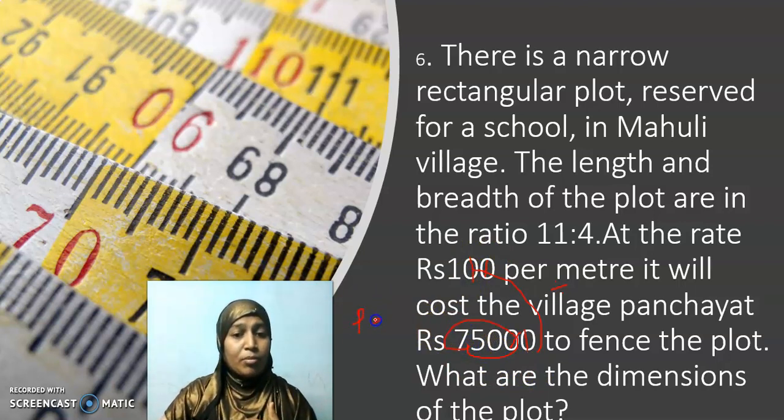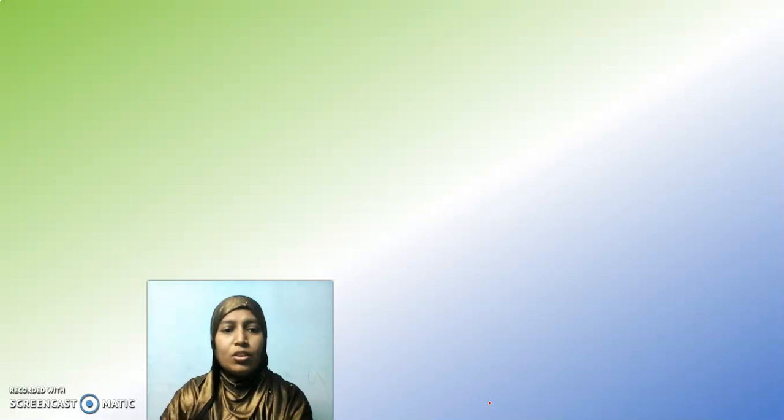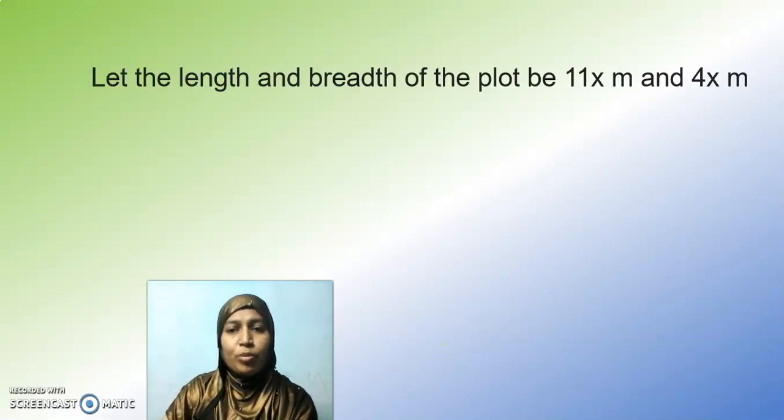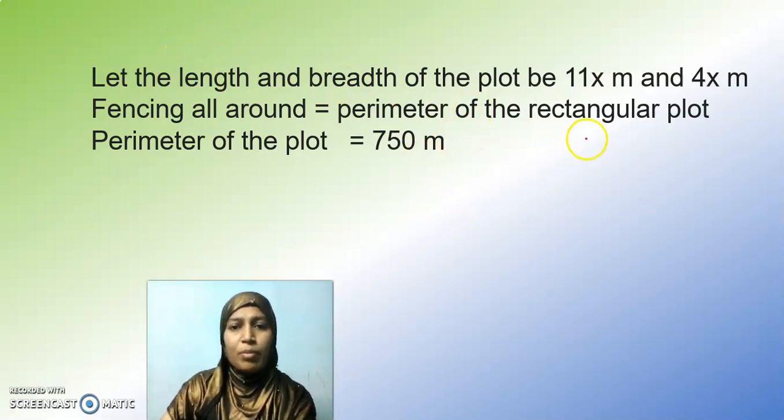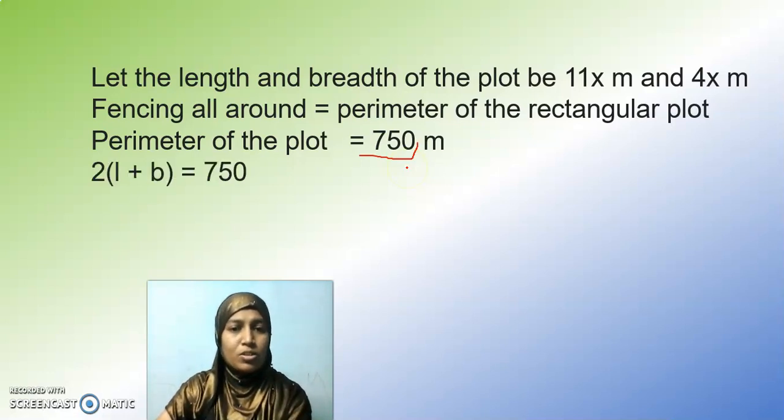See, they didn't give the perimeter directly. They have given us the total cost and the cost per meter. From these two, I have to find the perimeter. Okay, children. So, let the length and breadth of the plot be 11x and 4x meter. Well done. Fencing all around is nothing but the perimeter of rectangular plot. And just now we found the perimeter is 750. It is not directly given. It is indirectly given that you have to find by dividing the total cost by the cost per meter.